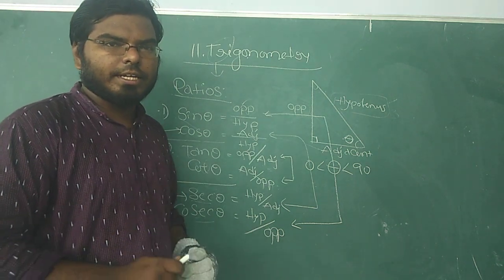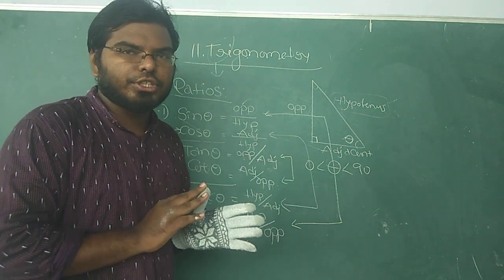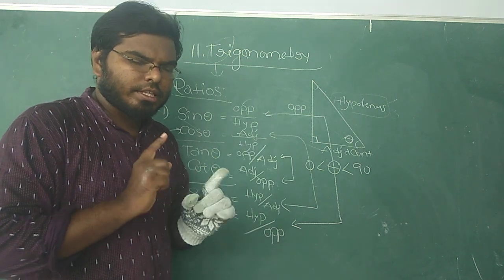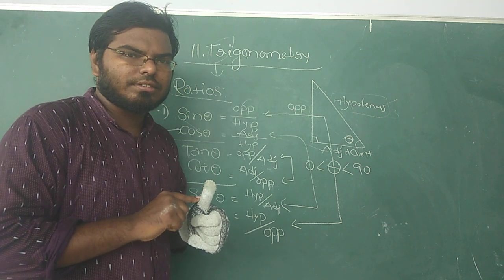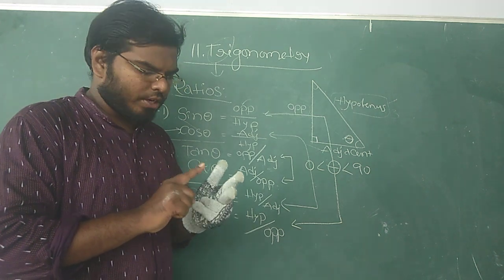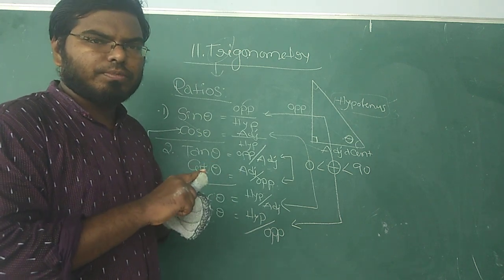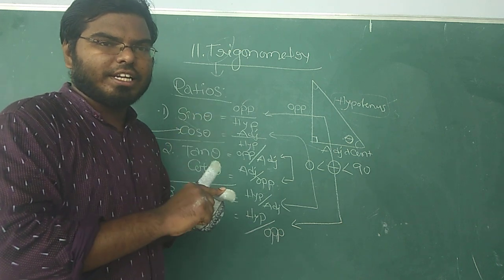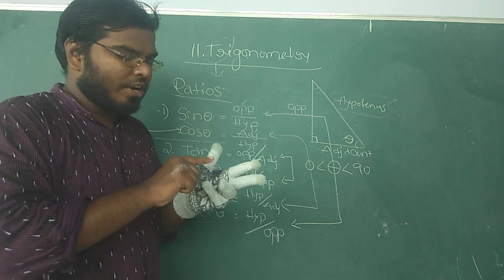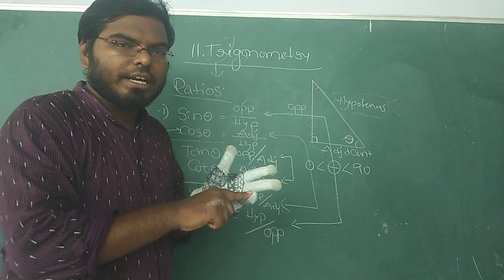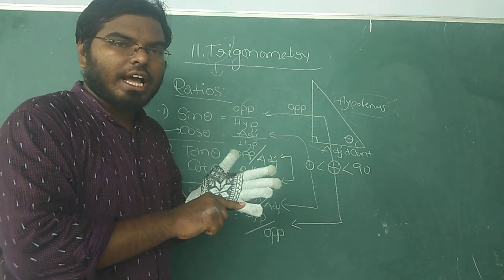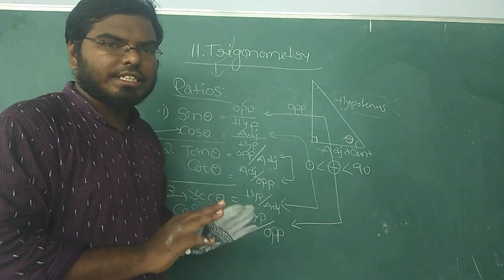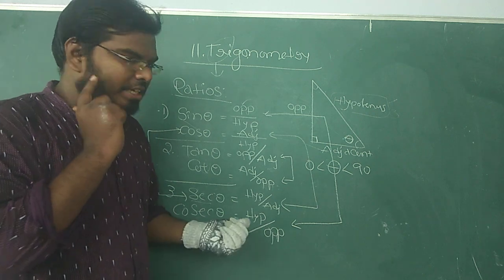Okay, once again, we have 6 ratios in trigonometry, divided into 3 groups. The first group is sin theta and cos theta. The second group is tan theta, cot theta. The third group is sec theta, cosec theta. In the first group, sin theta is opposite side by hypotenuse. Cos theta, adjacent side by hypotenuse. Tan theta, opposite side by adjacent side. Cot is the reverse of tan, adjacent side by opposite side. The next, hypotenuse by adjacent side. The next, hypotenuse by opposite side. Is it clear? Okay. Note it down.